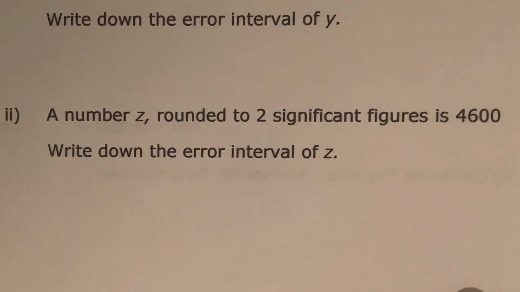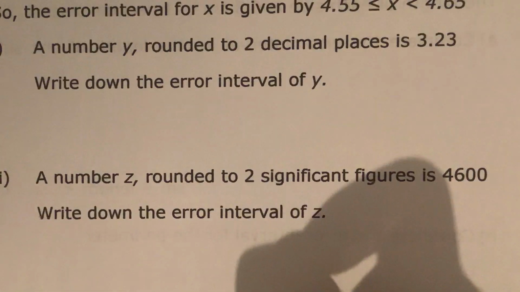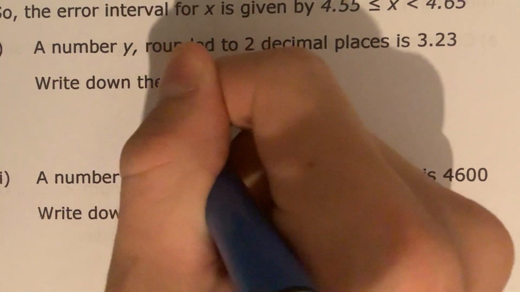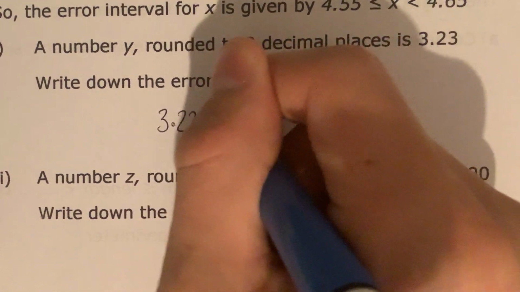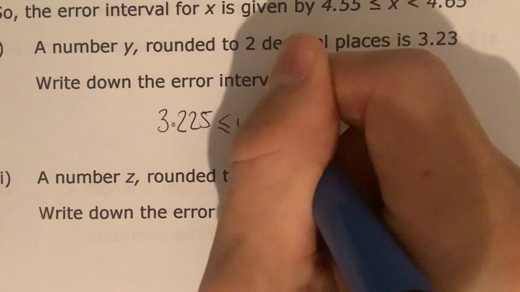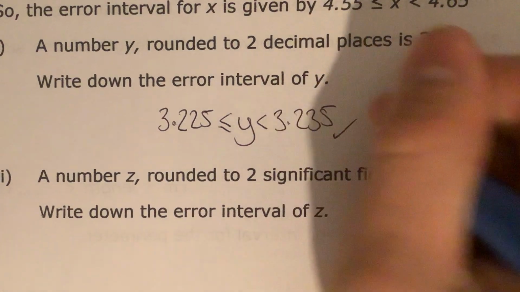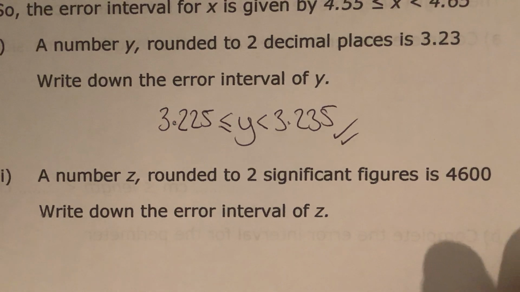Okay, so here, error interval is given. Write down the error interval of y. So I've got 3.225. Y is greater than or equal to that, but it's less than 3.235. So 1 mark for the numbers, 1 mark for the symbols.